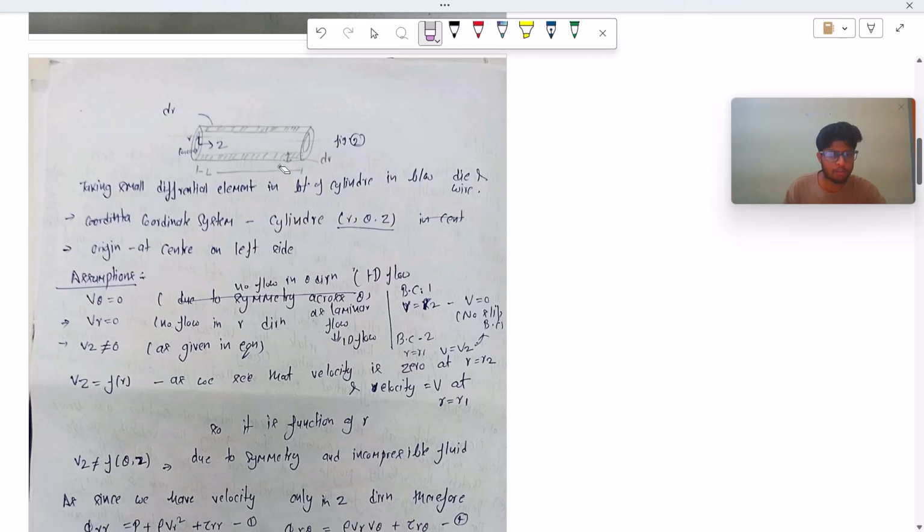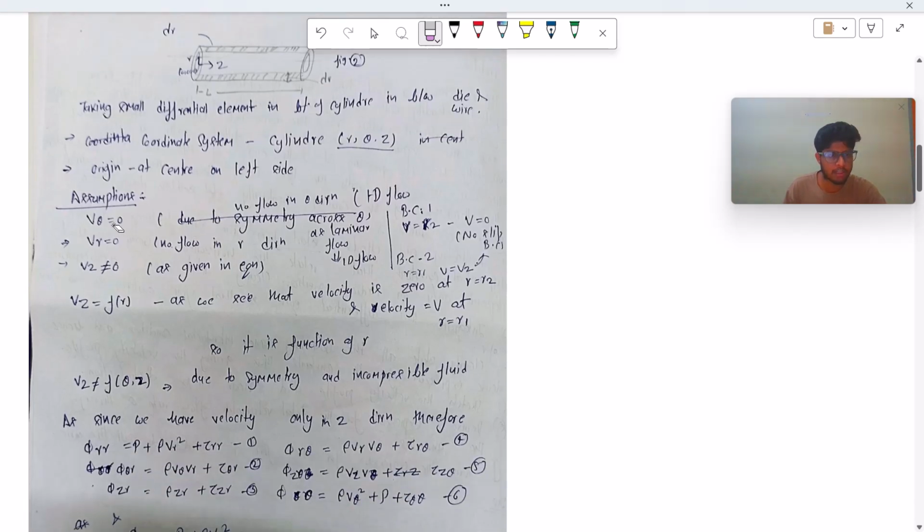Before concluding this, we first need to know in which direction the velocity varies. So first assumption is that we take v theta equal to 0, as we have mentioned that our wire is moving in one direction. There is a 1D laminar flow, which is taking place in the z direction.